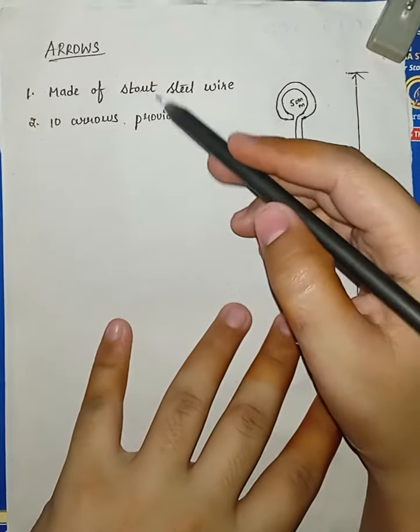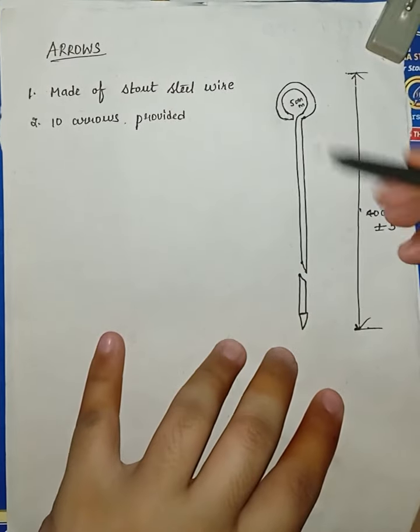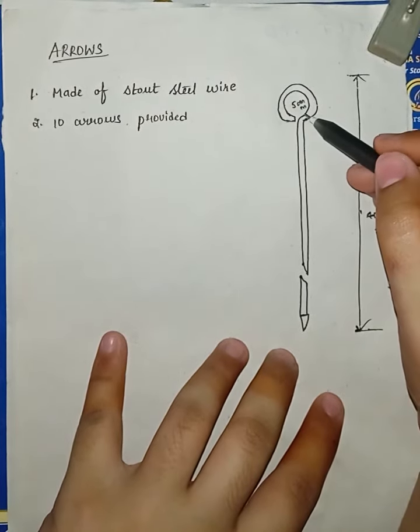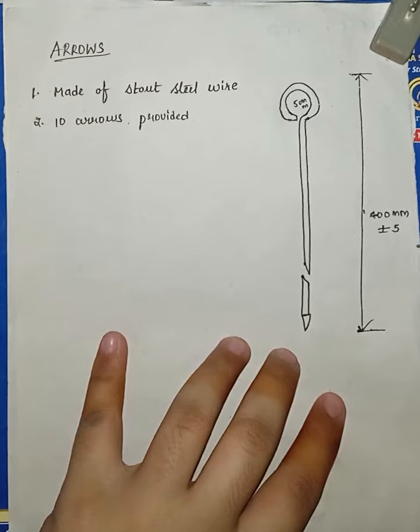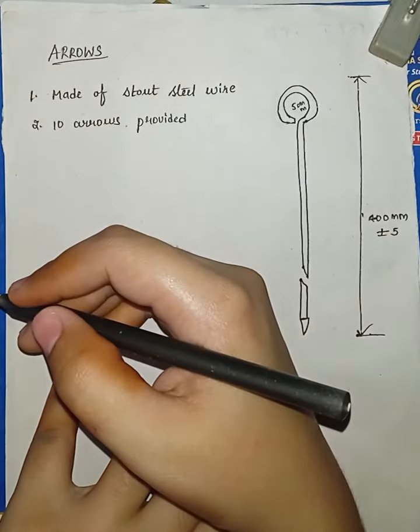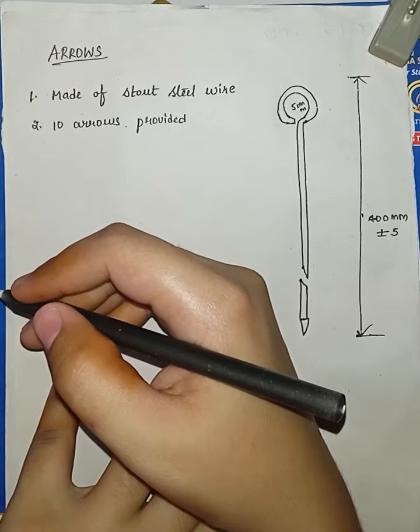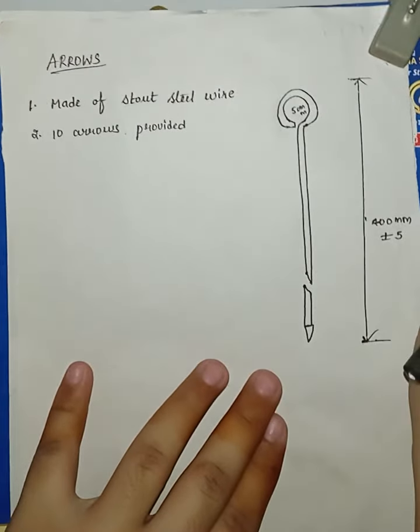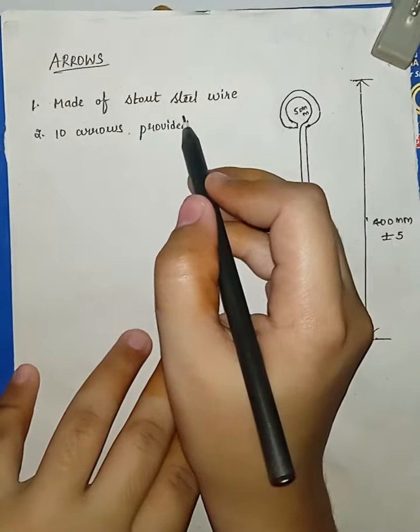So I'm going to explain to you about arrows. What is an arrow? This is the shape of an arrow. The radius of the arrow is 50 mm and the length of the arrow is 400 mm plus or minus 5 mm. Arrows or marking pins are made up of taut steel wire and generally 10 arrows are supplied with a chain. What is the material which the arrow is made of?